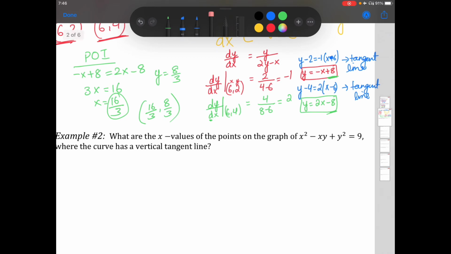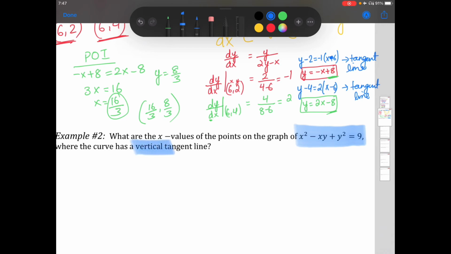I want to do one more example with you guys. It says, what are the x values of the points on the graph of this curve where the curve has a vertical tangent? A curve is given. Again, you can try to solve it for y, but when you cannot solve it for y, if you are running into errors or it's very complicated to solve, then you know you will be doing implicit differentiation. So that is kind of a big hint for you.